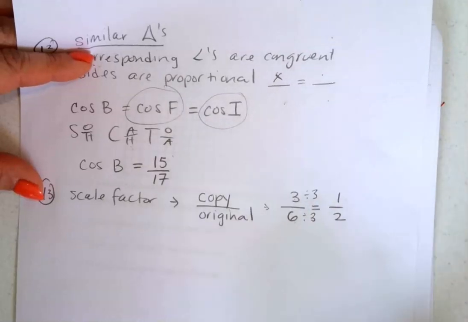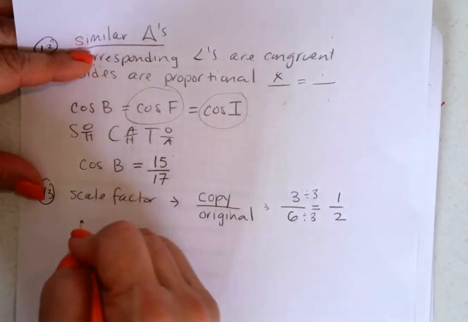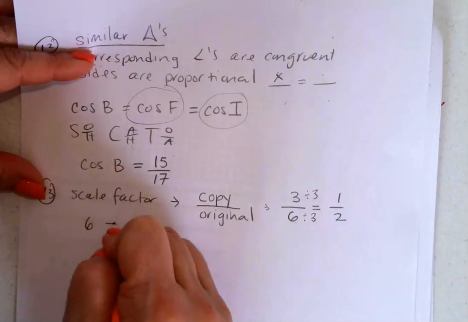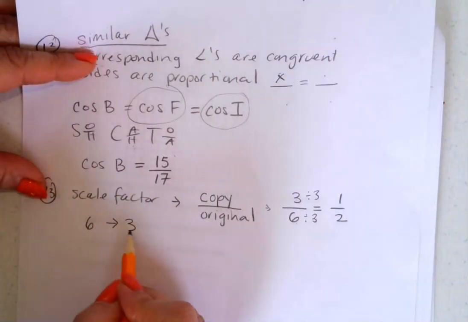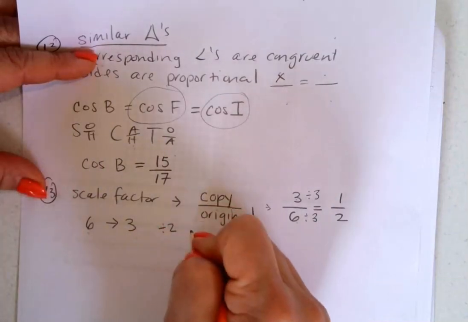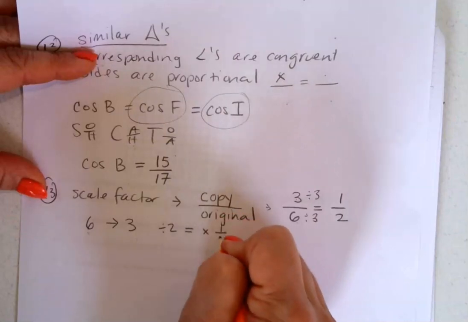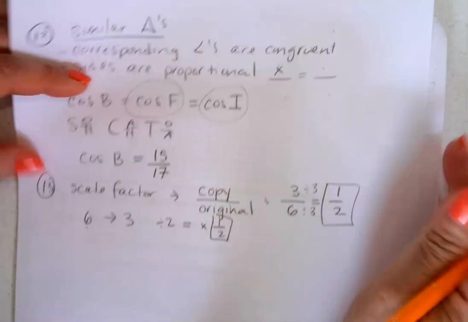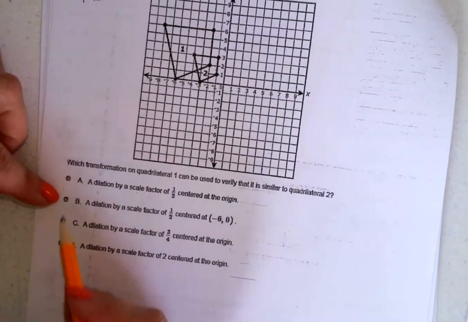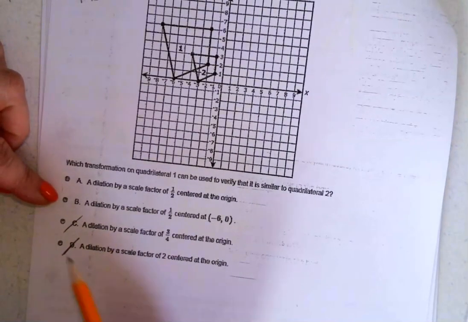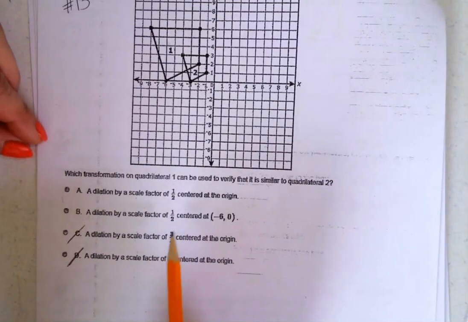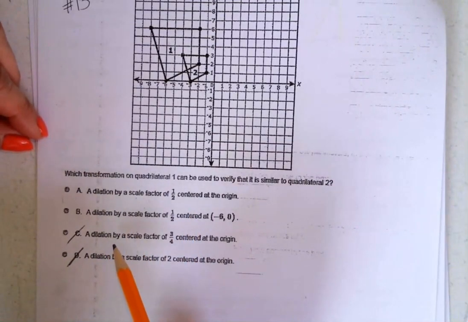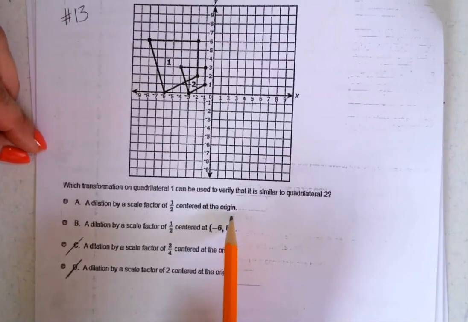So the scale factor is 1/2. We can also think of it as we're going from 6 to 3. So what happened here? We divided by 2. And remember that divided by 2 is the same thing as multiply by 1/2. So our scale factor is 1/2. So we automatically know that it is not C and it is not D. So the question is the scale factor centered at the origin, or is it centered at another point?